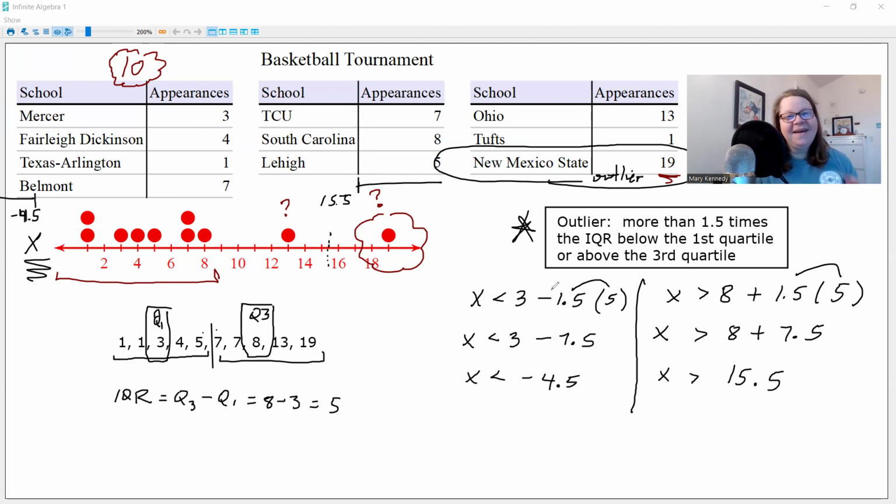It's a lot to think about. Setting this up can be confusing at first. So keep in mind that it's your Q1 minus 1.5 times your IQR, and then it's your Q3 plus 1.5 times your IQR. That's the setup each time.